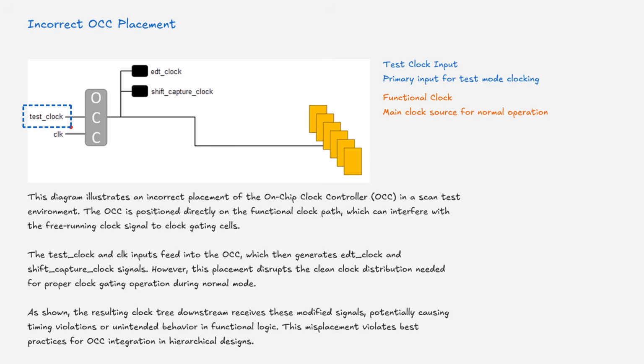environment. The on-chip clock controller is positioned directly on the functional clock path, which can interfere with the free-running clock signal to clock gating cells. The test clock and clock inputs feed into the on-chip clock controller, which then generates edit clock and shift capture clock signals. However, this placement disrupts the clean clock distribution needed for proper clock gating operation during normal mode. As shown, the resulting clock tree downstream receives these modified signals, potentially causing timing violations or unintended behavior in functional logic. This misplacement violates best practices for on-chip clock controller integration in hierarchical designs.